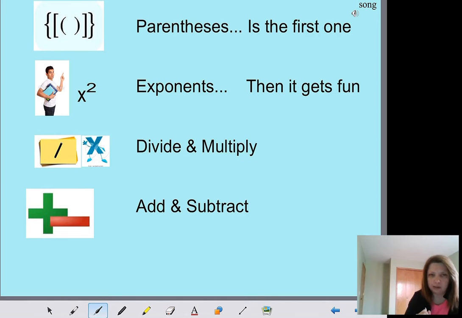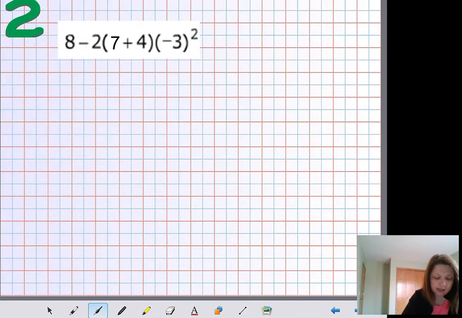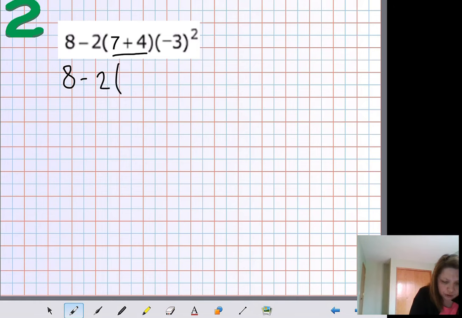and I will continue with the examples. You may pause the video right now if you need to, otherwise we can keep going with the examples. Next example is 8 minus 2 times, inside the parentheses, 7 plus 4, times negative 3 to the second power. So how do we solve that? What do we do here? Well, first thing, definitely we have to combine the numbers inside the parentheses. So it will be 8 minus 2 times, inside, 7 plus 4 is 11, and then we have negative 3 to the second. So once you work out inside the parentheses, then go ahead and take care of this.